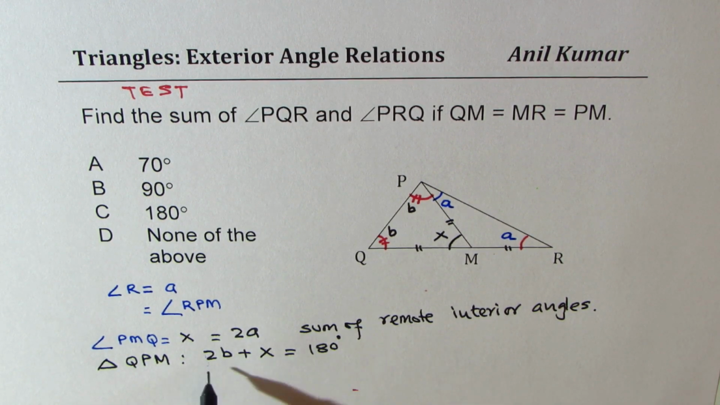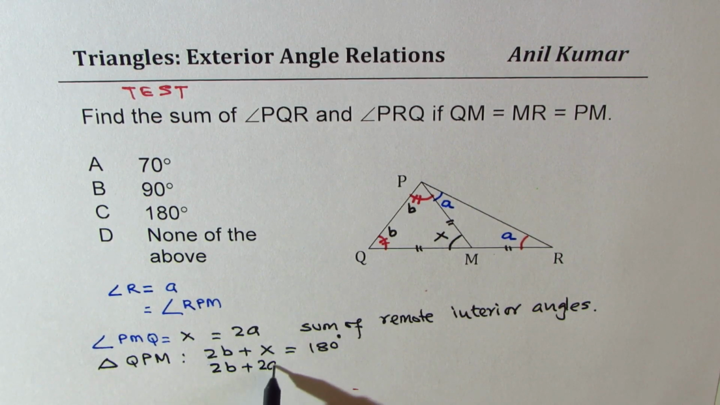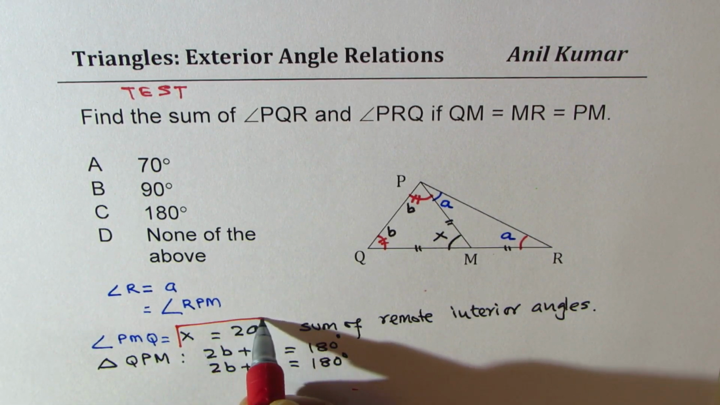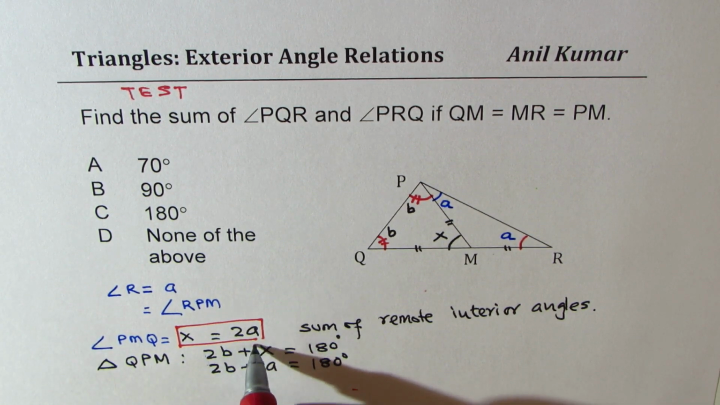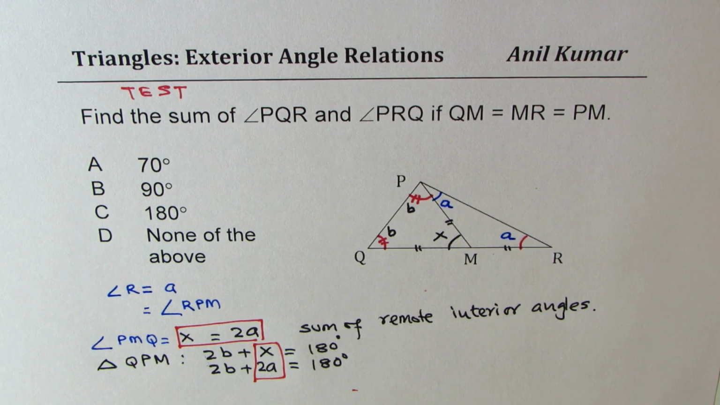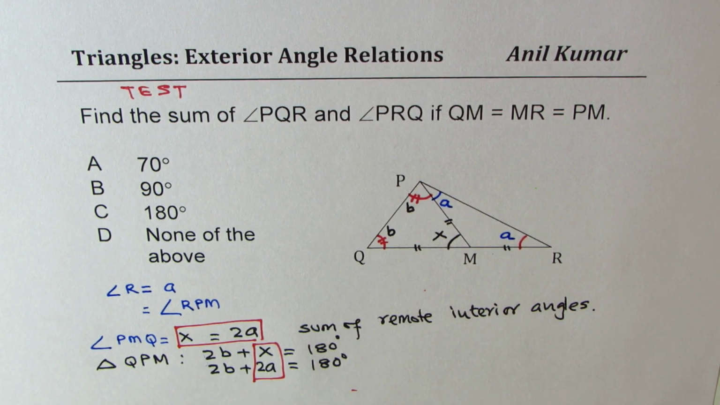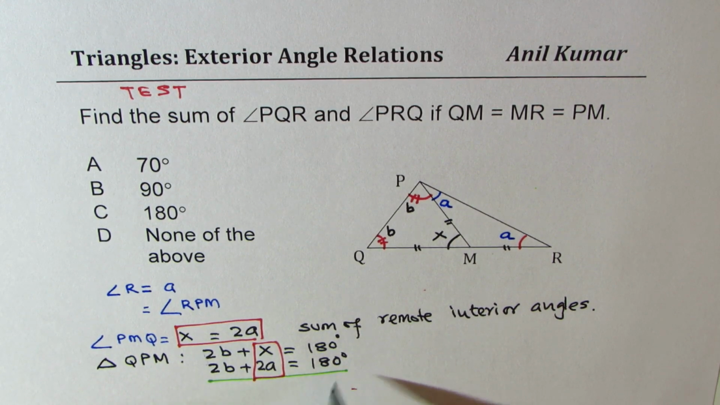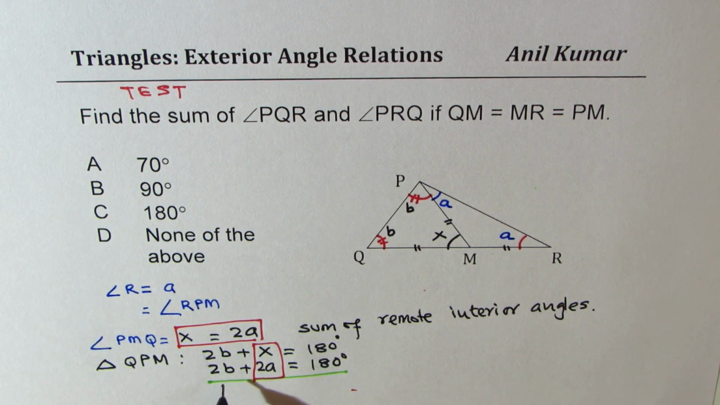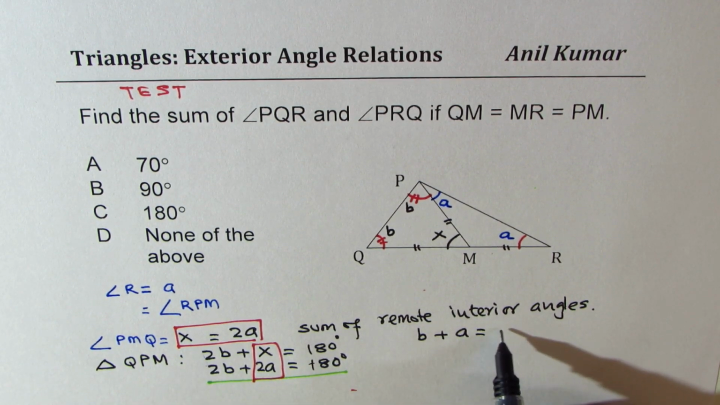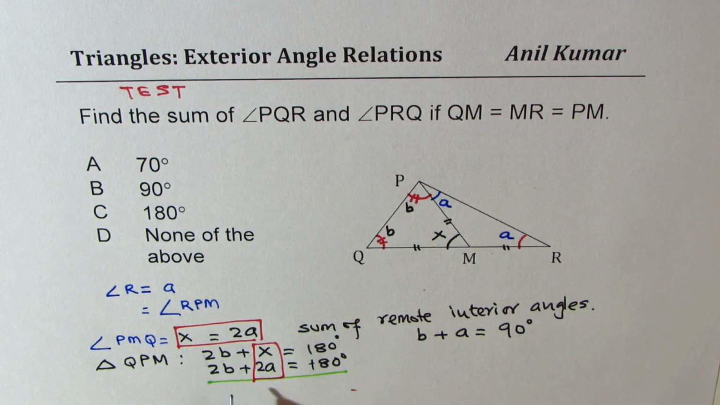X is 2A, right? So we could write this as 2B plus 2A equals 180 degrees. What I did was I substituted X equals 2A. Do you see that? Correct? So 2B plus 2A is 180 degrees. If I divide by 2, what do I get? So in this particular equation, look at it. If I divide by 2, then it becomes B plus A equals, dividing everything by 2, 90 degrees. Does it make sense?